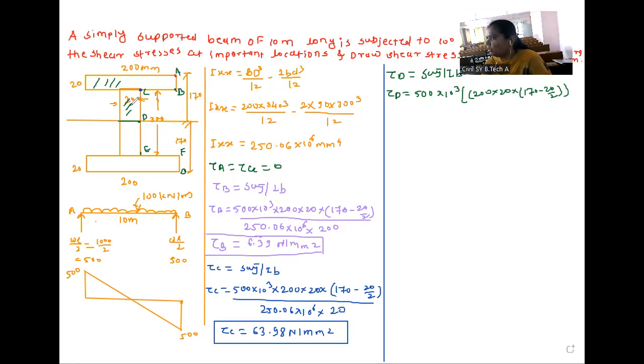Now we will focus on the second strip. Plus, this is 20 and this distance is 150. So 20 into 150 into the centroid of this 150, that is 150 by 2. Now this SA y bar we divide by I, 250.06 into 10 raised to 6, into the width. At D the width is 20. So you calculate and tell me tau D, which is equal to how much?